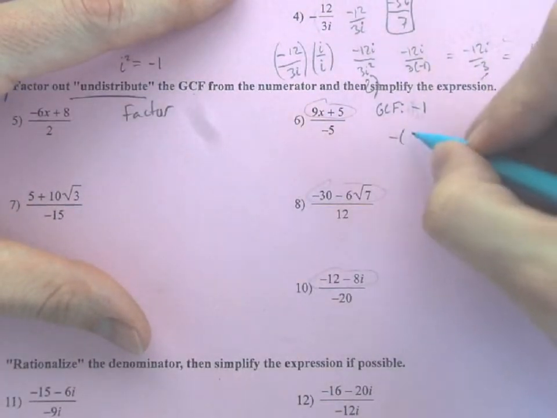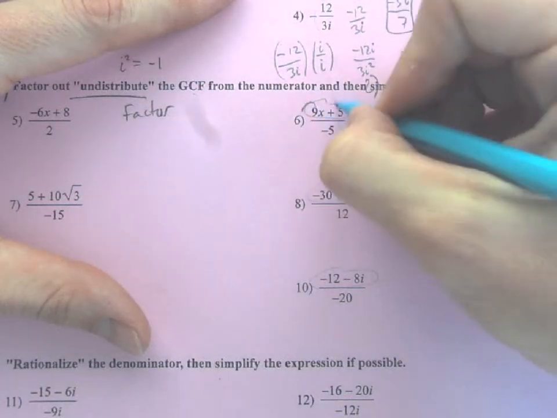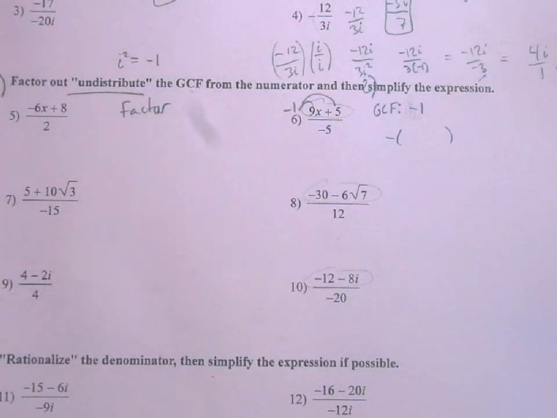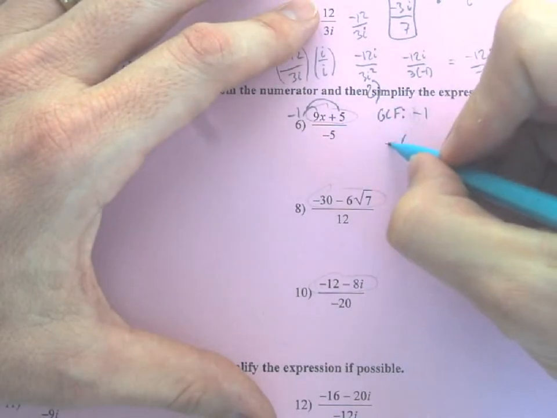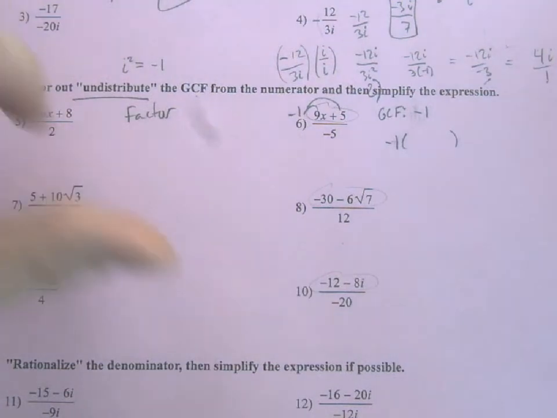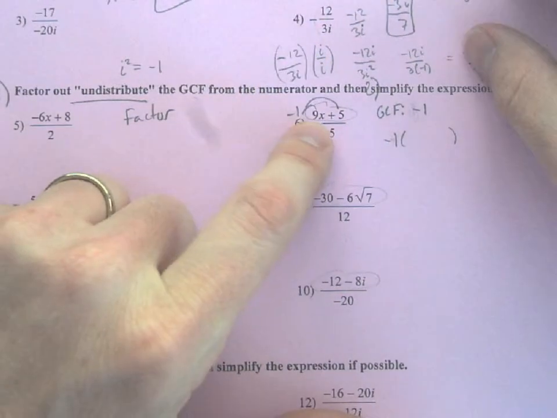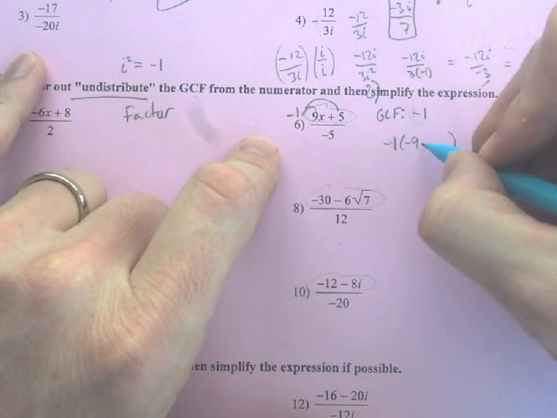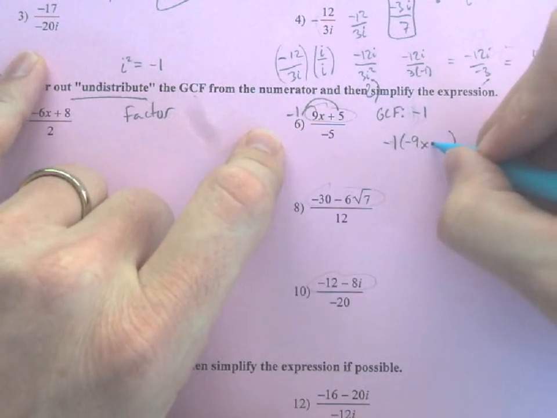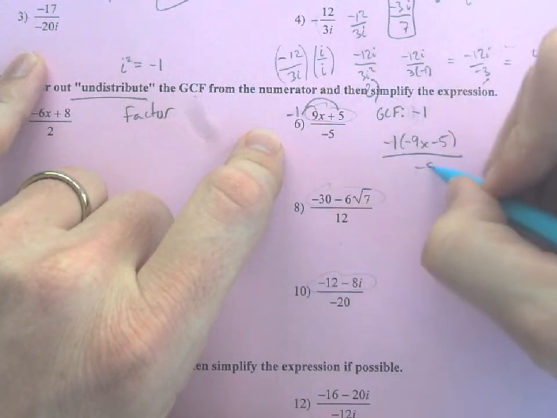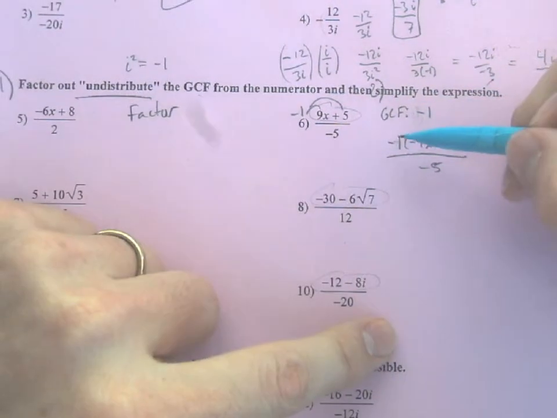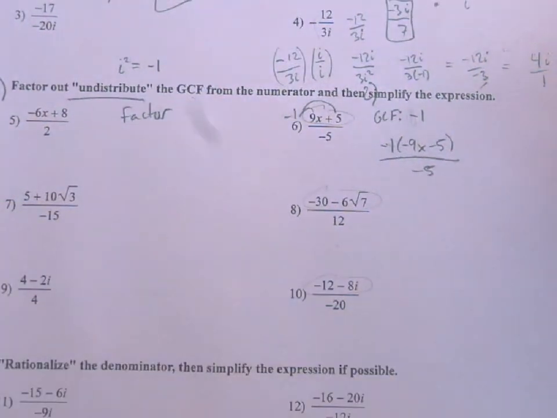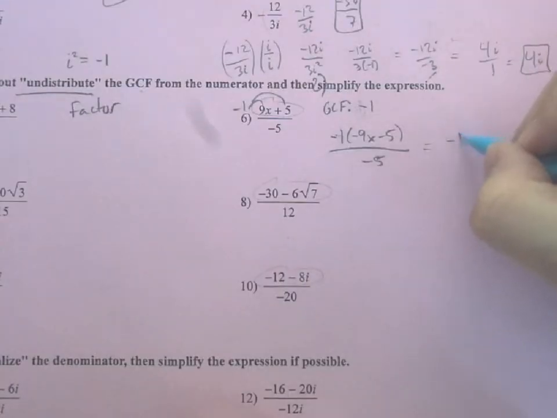So if I undistribute a negative 1, that's kind of like dividing out a negative 1. So I'm going to put a negative 1 on the outside here. You could also just put a negative symbol, but negative 1 maybe is a little more clear. So 9 divided by negative 1 is actually negative 9, and we have an x. 5 divided by negative 1 is negative 5, and we have that all over negative 5. Okay. The reason why we're doing that is because we need to cancel out this negative with this negative. So we're going to have a negative 1 times negative 9x minus 5.